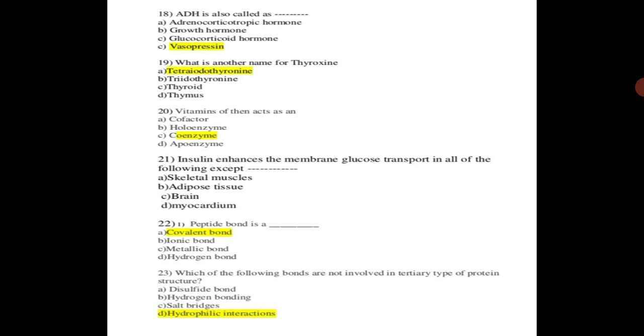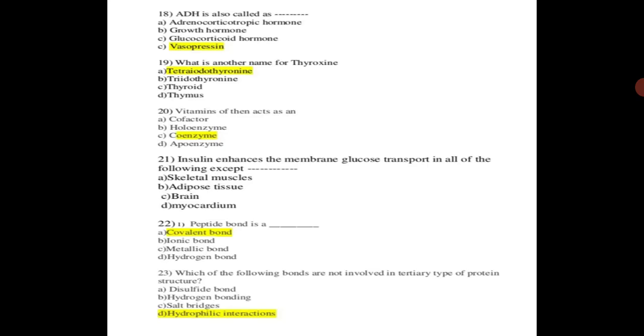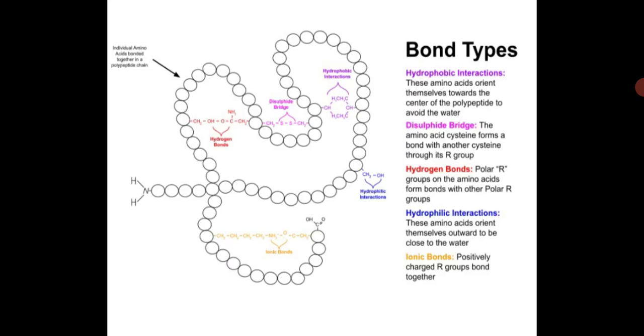Then question number 23. Which of the following bonds are not involved in the tertiary type of protein structure? The answer is hydrophilic interactions. Disulfide bonds, hydrogen bonding and salt bridges are involved in the tertiary structure of a protein, whereas hydrophilic interactions are not involved in the tertiary structure of a protein.